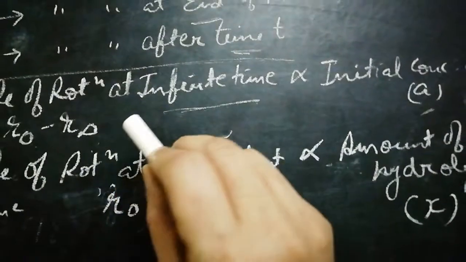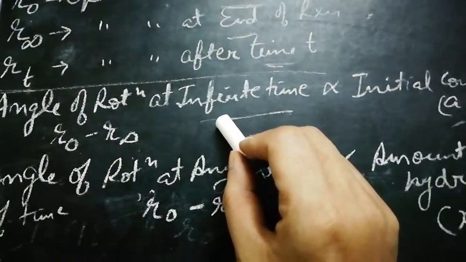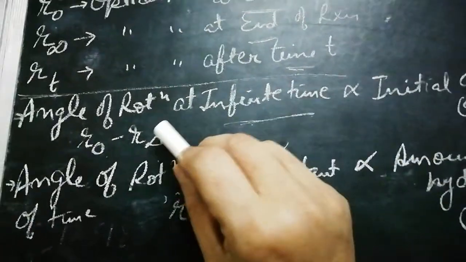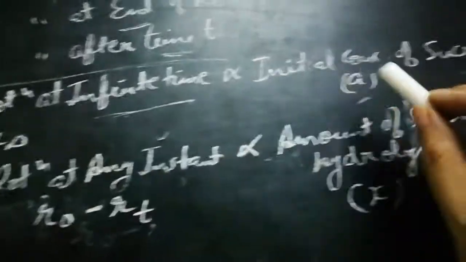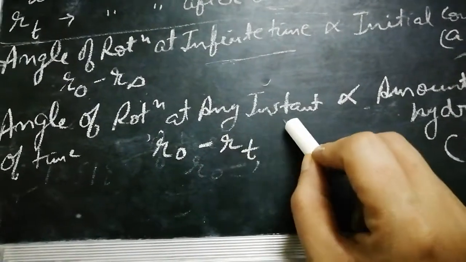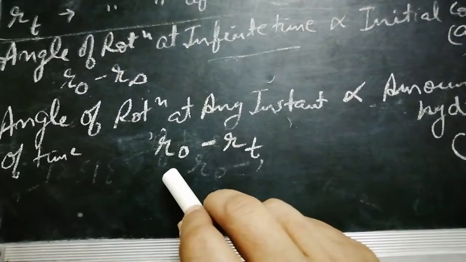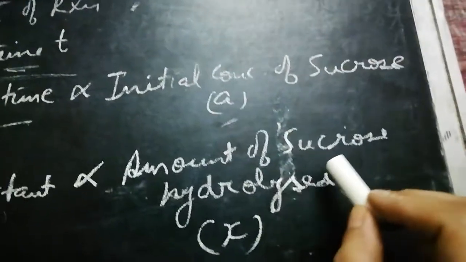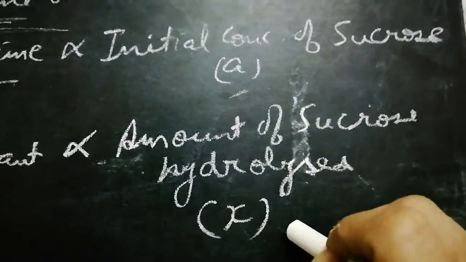So angle of rotation at infinite times. Infinite times means when the complete reactant is converted to product. तब उसकी optical rotation कितनी होगी? जितना कि हमने sucrose लिया होगा, that is A. Also we can write that angle of rotation at any instant of time, that is given as R naught minus RT. That is directly proportional to amount of sucrose hydrolyzed, that is X.